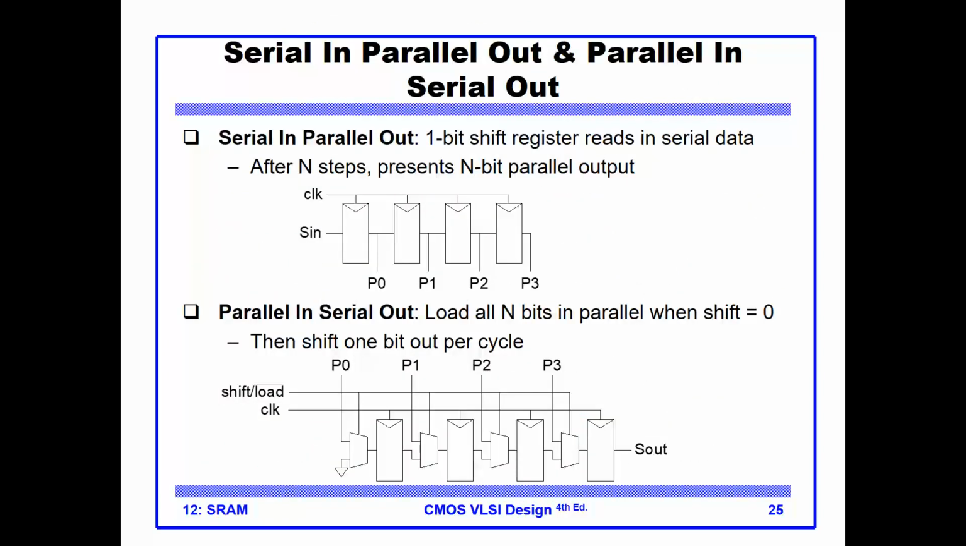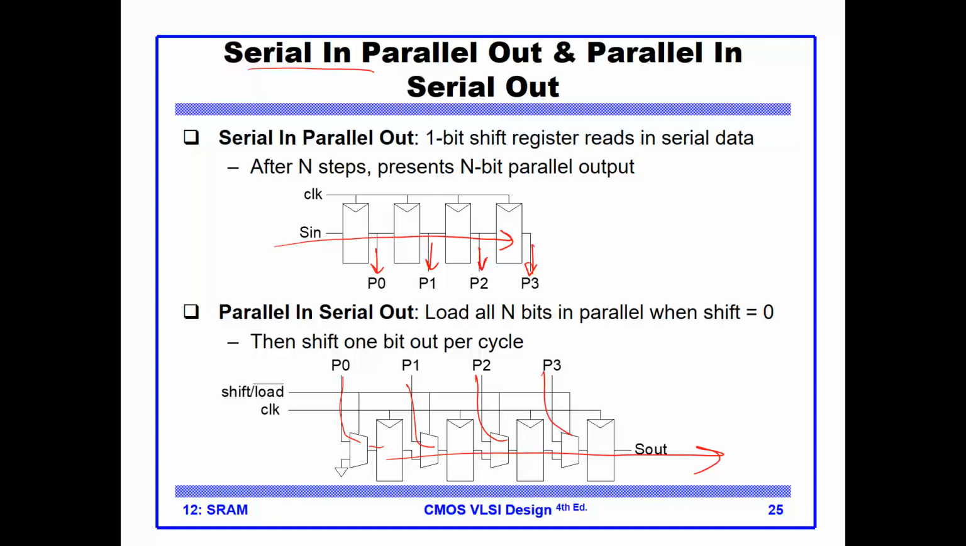Another application is when you need to convert serial data to parallel or parallel to serial. So suppose, for example, you are shifting data into the shift register, and then you want to pull it out in parallel. Or the opposite: you load the data in parallel, then you shift it out serially. Why would you do that?